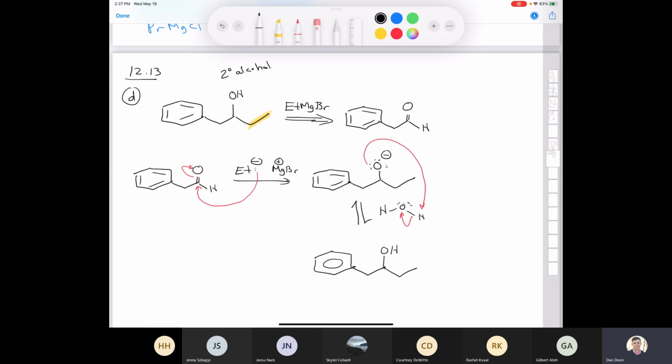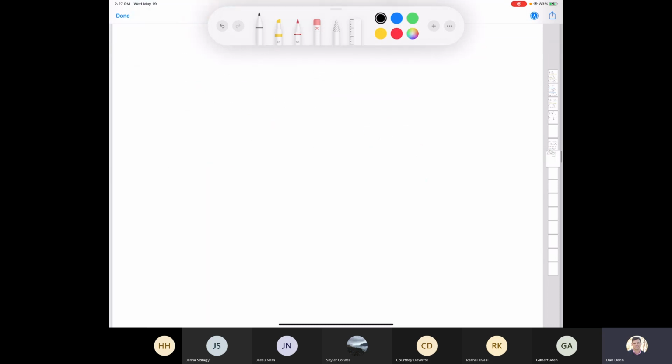Let's try one more, 12.13, and this is E. This one's kind of a longer one because there's more than two ways to do this one. I'll go over this one a little bit quicker this time, but here we have a tertiary alcohol.